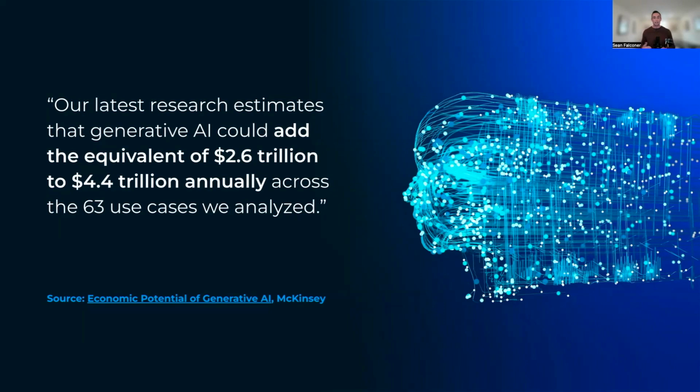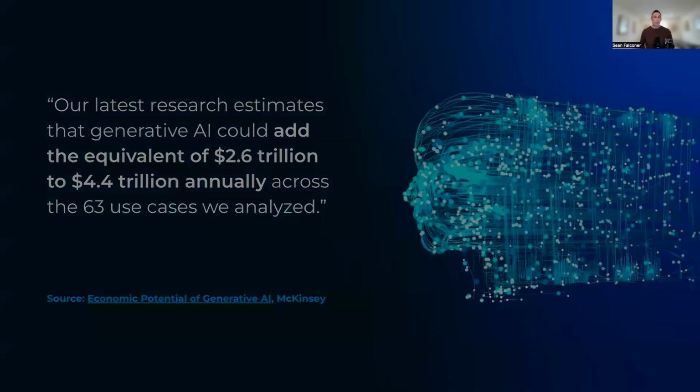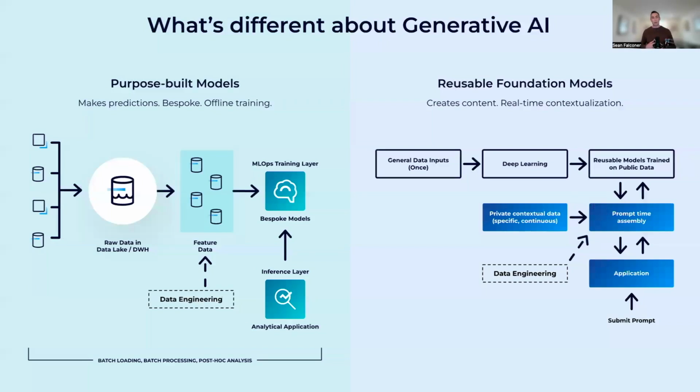And in the last year, McKinsey published an article on the economic potential of generative AI, where they estimated that Gen AI could add the equivalent of 2.6 trillion to 4 trillion annually across various use cases. So there's a huge total addressable market, which has, of course, generated a lot of the interest and hype around this technology. But fundamentally, what is different about generative AI?